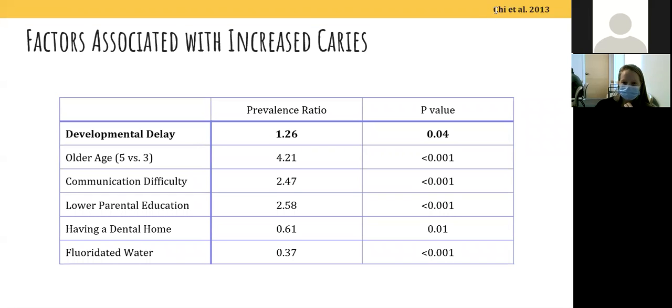The kids who had developmental delay were more likely to have increased caries compared to their peers, but they also found a few other risk factors that may sound familiar. This includes older age, difficulty communicating, coming from a household where the parents have a lower educational level, not having access to a dental home, and not having access to fluoridated water.